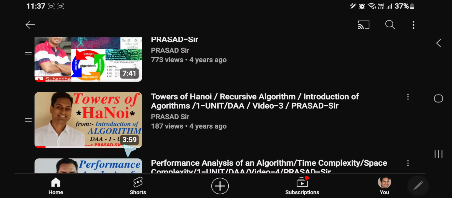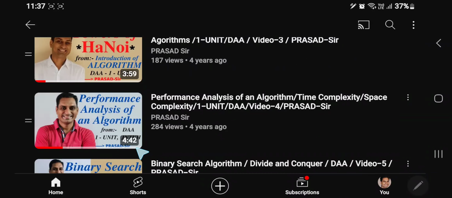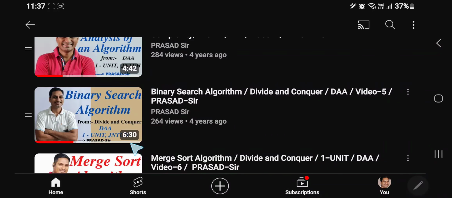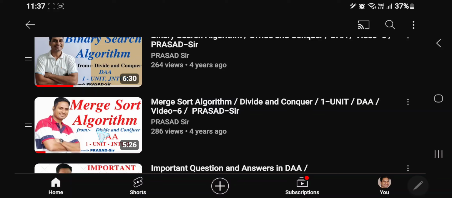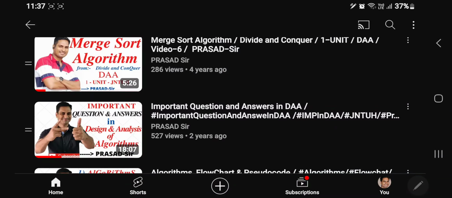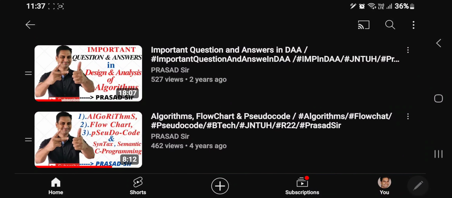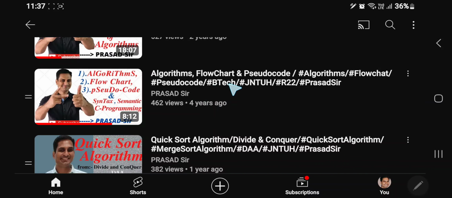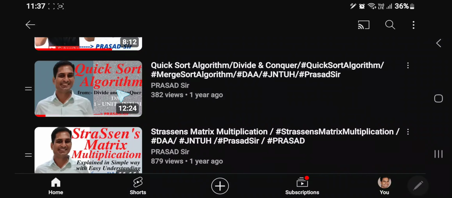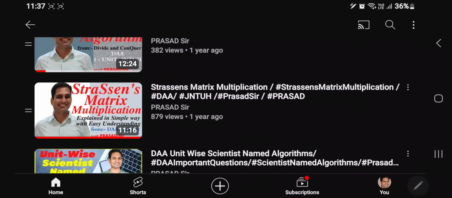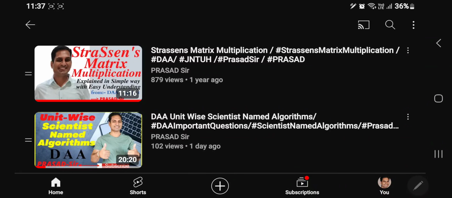See, towers of Hanoi only 4 minutes, and performance 4 minutes, binary search 6 minutes, and merge sort 5 minutes. Merge sort algorithm is very important. All are here. Overall important questions I have shot long back. Now I am going to shoot unit-wise. So this is just a definition for algorithm and all. And quick sort very important. Sorting very important. These are unit-wise, all 5 units from the subject, all scientist-named algorithms.